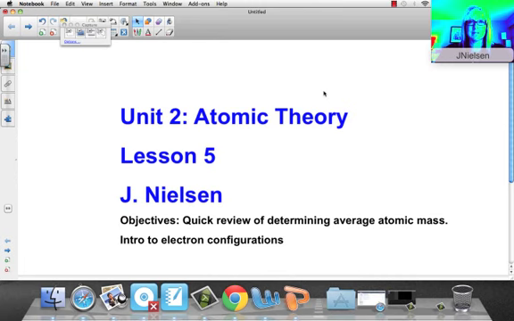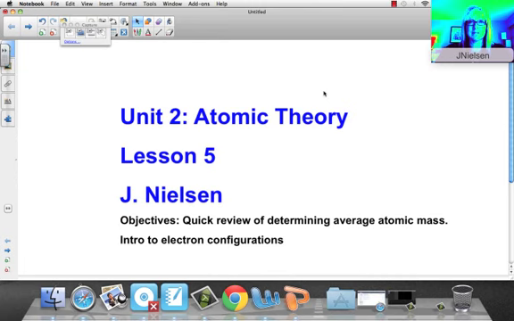Okay, Unit 2, Lesson 5. We're going to start by reviewing average atomic mass. That's where we left off on the last lesson, but it's going to be a couple days with the long weekend that I'll have seen you, so I do want to review that so it stays fresh in our minds. And then we're just going to start talking about electron configurations, and we'll pick up with them in more detail in Lesson 6.